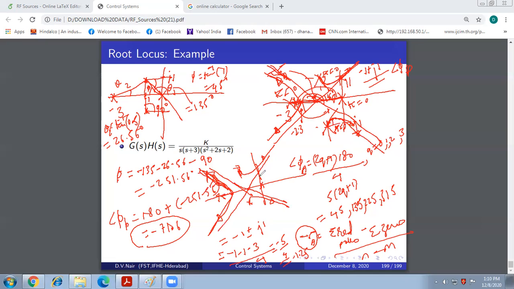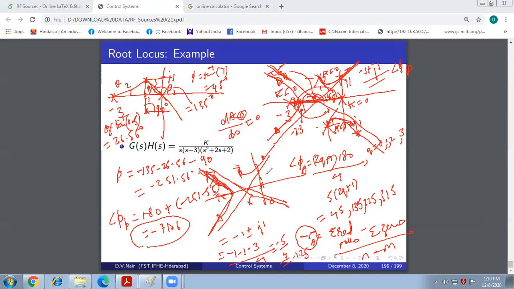Now it remains to determine the point of intersection of the branch with the imaginary axis. For that, we will fall back on the Routh array as we did last time. We will make the Routh array, and for some value of gain k, we will get an all-zeros row, and above that we will have the auxiliary equation. Construct that, differentiate the auxiliary equation, equate to zero, and the solution of dA(s)/ds equal to 0 will give you the point of intersection with the imaginary axis.